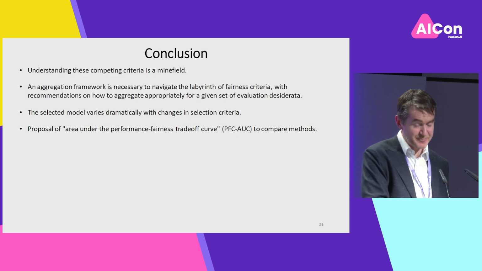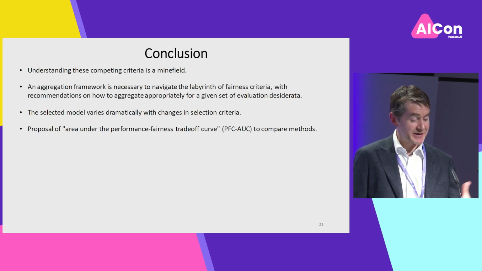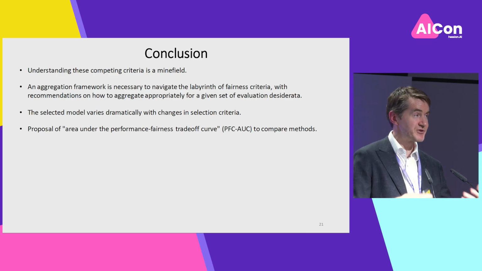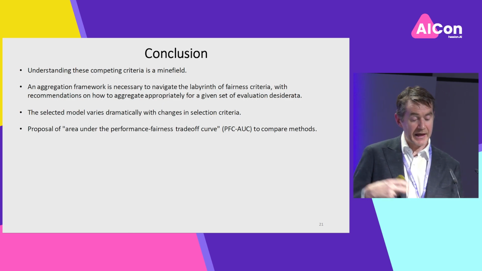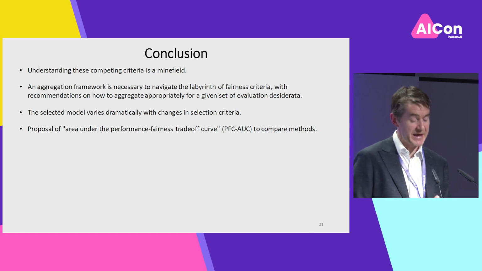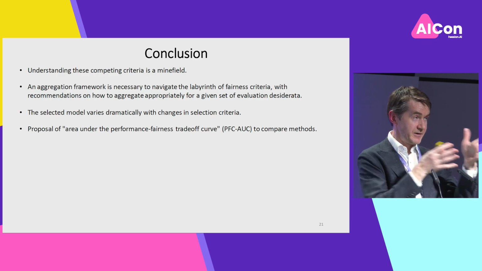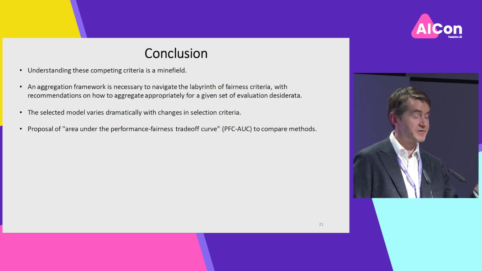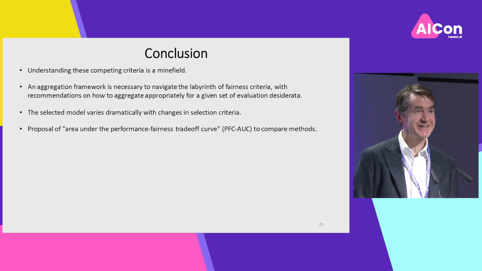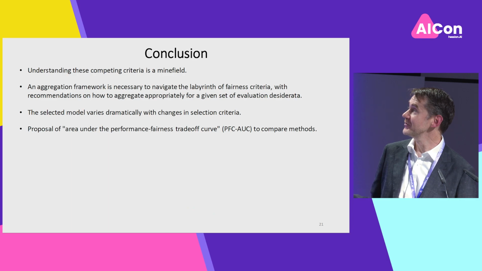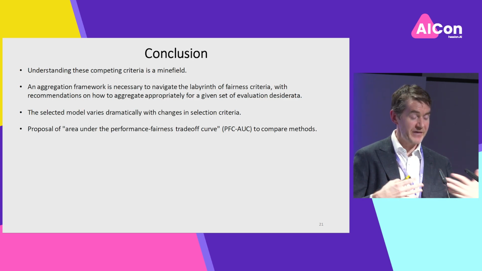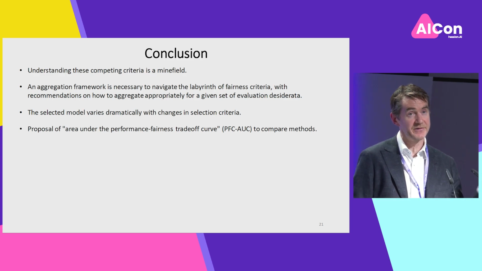Okay, so the first part of it, the conclusions: understanding competing criteria is a bit of a minefield, and we've tried to introduce some structure to that minefield and to do it on the basis of design criteria. What do you really care about in terms of fairness? Design your combined aggregated metric on the basis of that. And then NLP sucks at model selection, and hopefully through this idea of the area under the curve of the performance-fairness trade-off curve, you can do a fairer job of choosing between different methods, as in how well they do holistically.